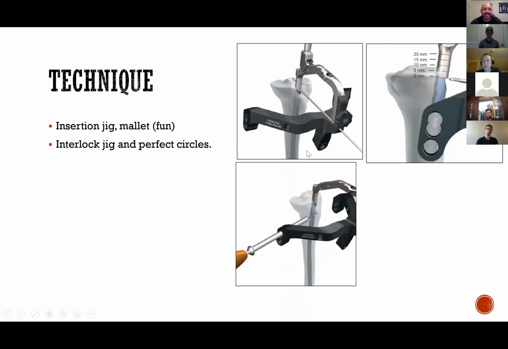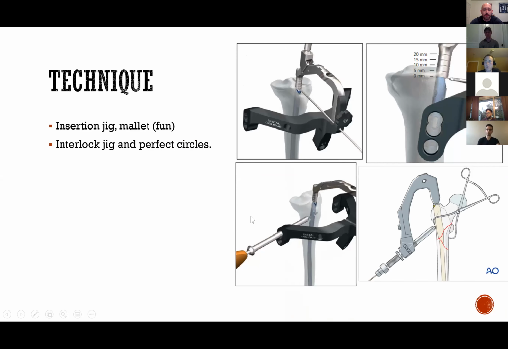This is just illustrating how the proximal targeting jig sets us up perfectly to put our triple sleeve guide in and place our proximal interlock bolts. But the fun part starts when we try to lock up the distal part of the nail, either for a femur or a tibia. We have to use what we call perfect circles.